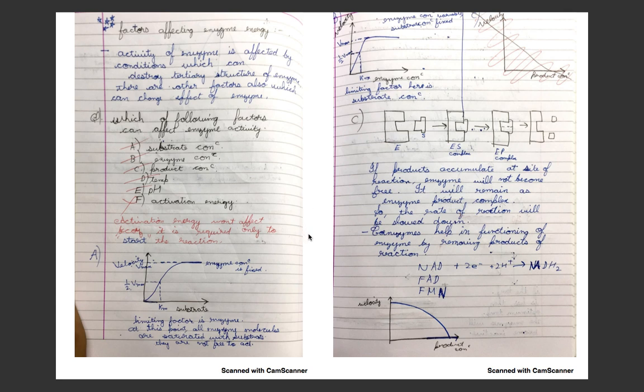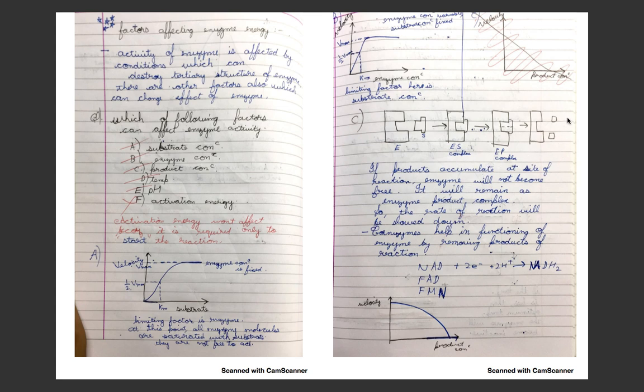Third is product concentration. If product concentration increases very high, that is, if products accumulate at the site of reaction, then the enzyme-substrate complex forms, then the enzyme-product complex forms, and then products get removed from the enzyme.